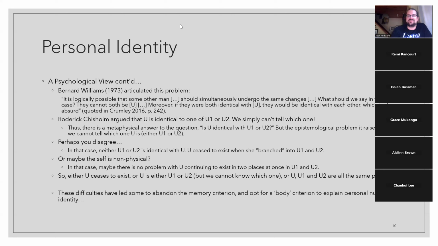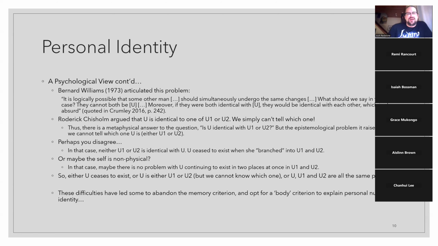Right, essentially. How would we determine? I don't know. Yeah, rock, paper, scissors, drawing straws. Well, it depends, right? What are we going to do with the extra individual? Roderick Chisholm actually thought that the original, the U, is identical to one of U1 or U2, but we can't tell which one. Kind of like Rick and Morty with Space Beth. Yeah, the Spider-Man meme, basically, right? Where they're all pointing.